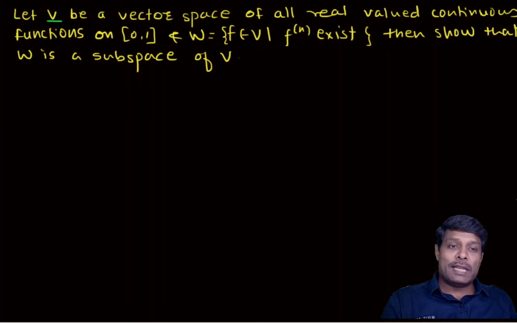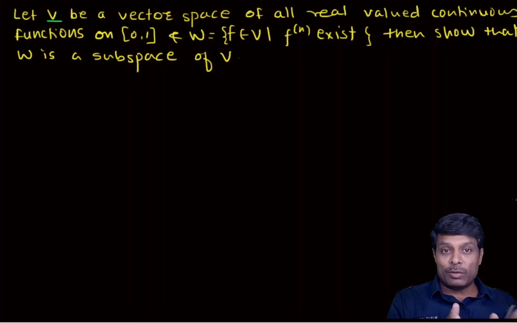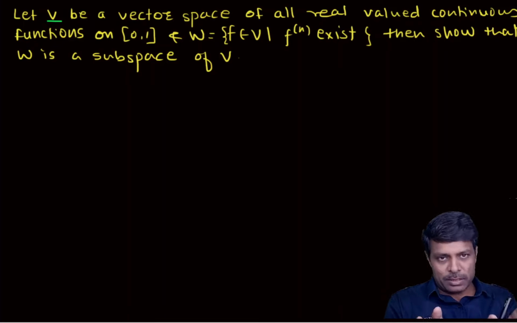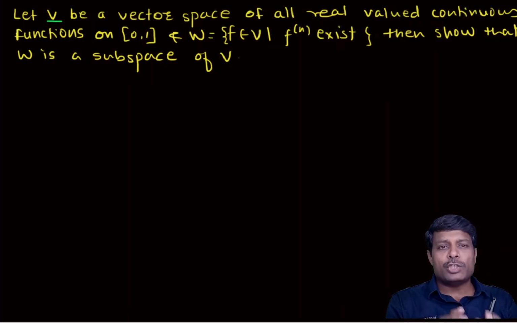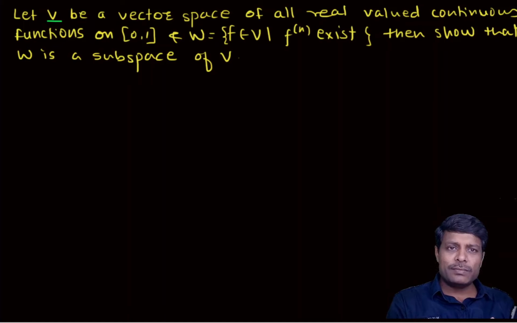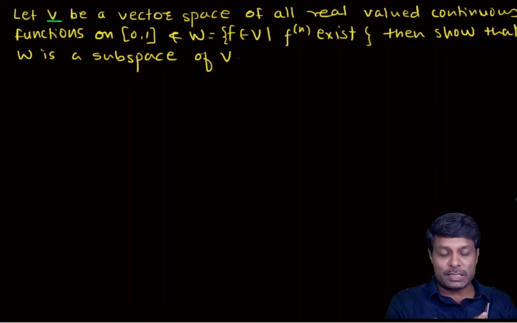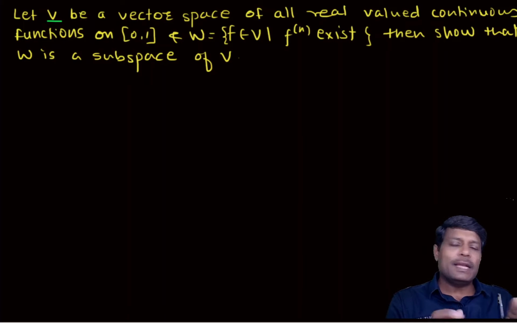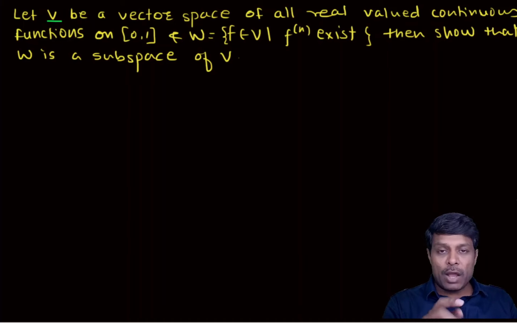So V is a collection of mappings which are real valued as well as continuous. We know that every differentiable function is continuous, but we cannot give any guarantee that a continuous function is differentiable. But there are some functions which are continuous as well as whose nth derivative exists. Only those functions from V we have collected, and that collection is denoted by W. And now we have to show that this W is a subspace of that vector space V.